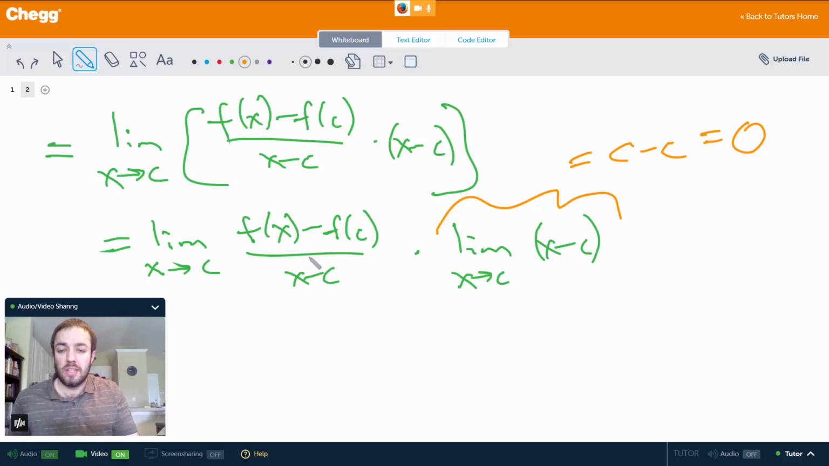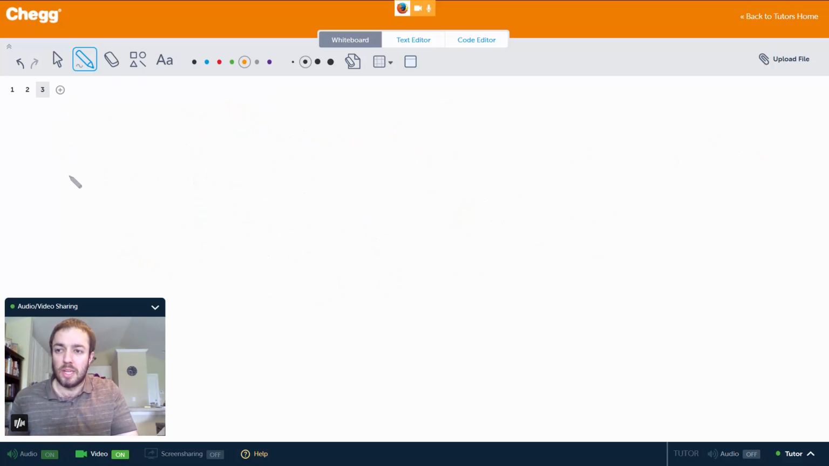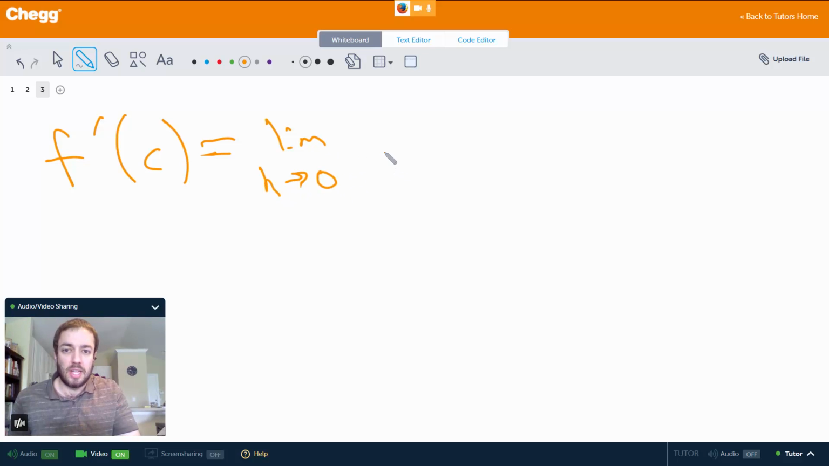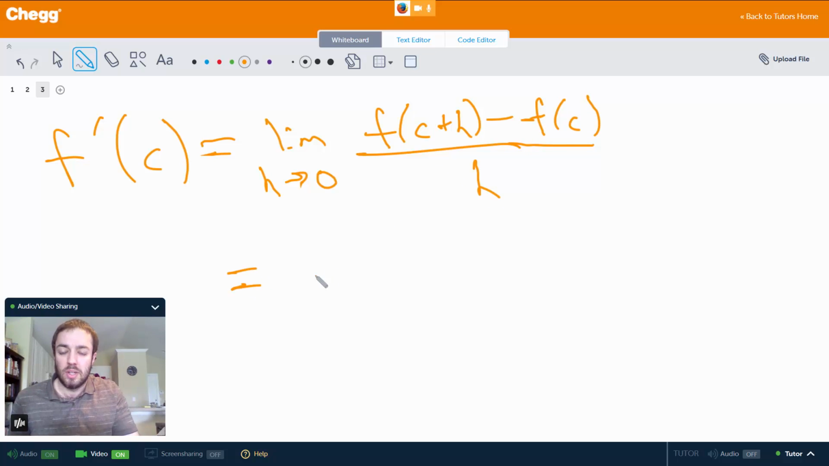Notice, actually, this is the alternate definition of the derivative. So let's go ahead and go to page 3. If we want to say f prime of c, then the standard, so to speak, definition of the derivative is the limit as h goes to 0 of f of c plus h minus f of c, all divided by h.